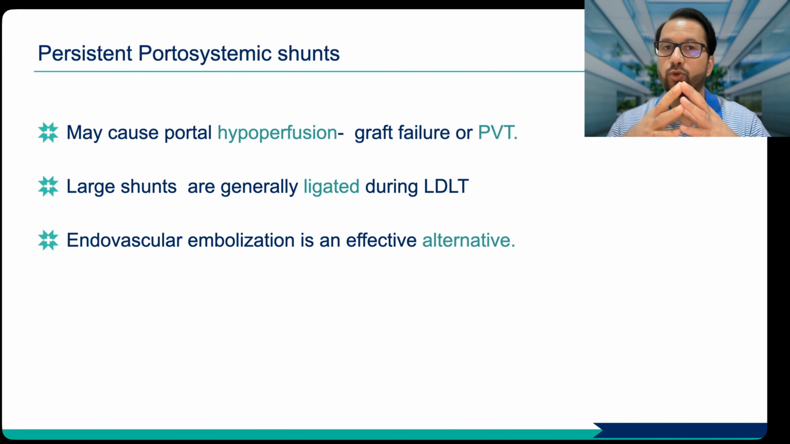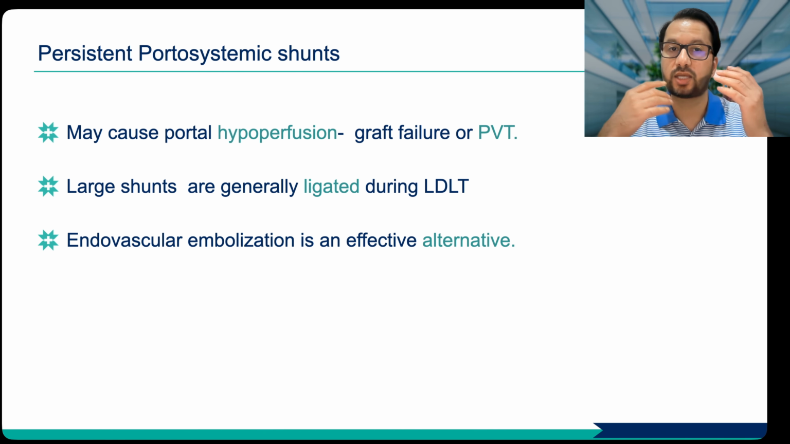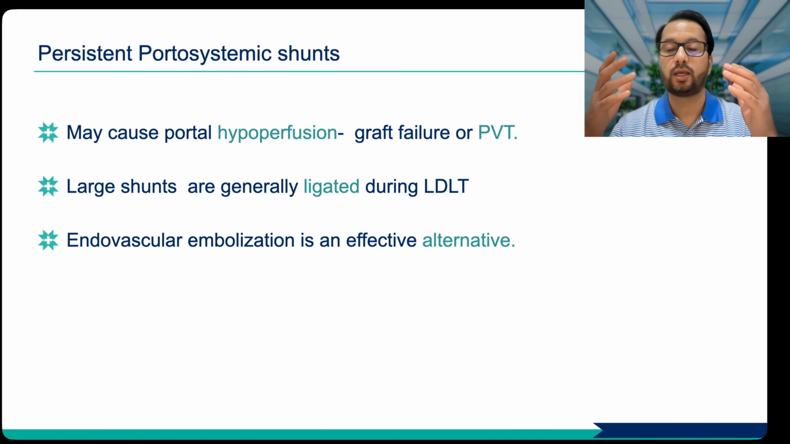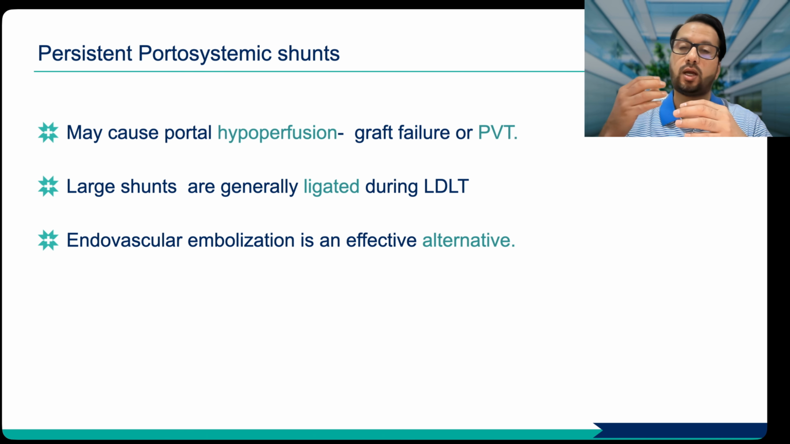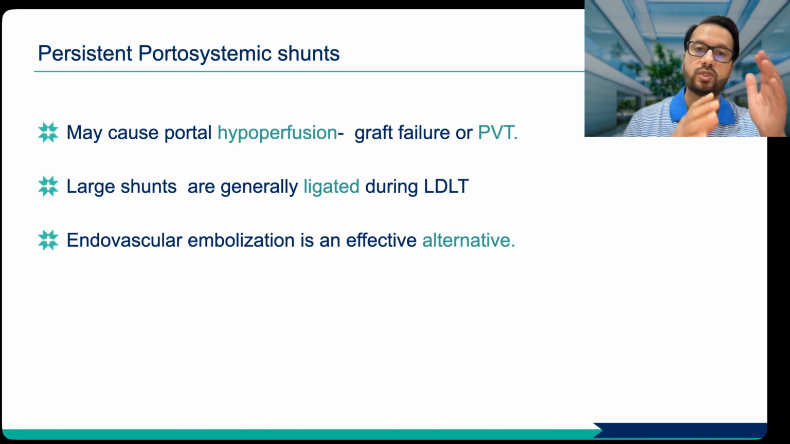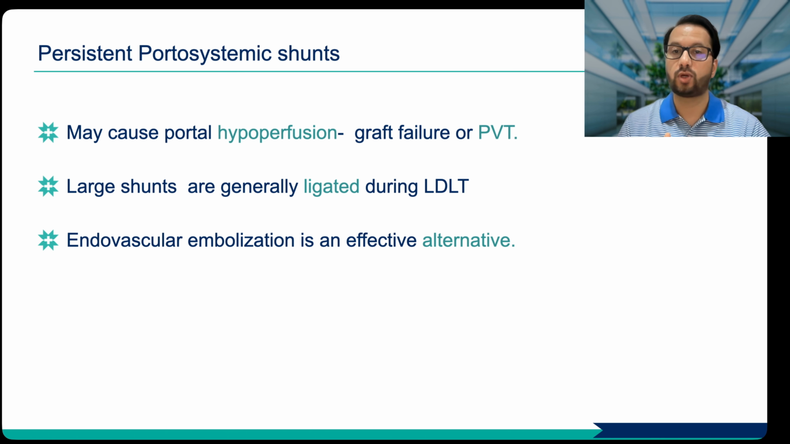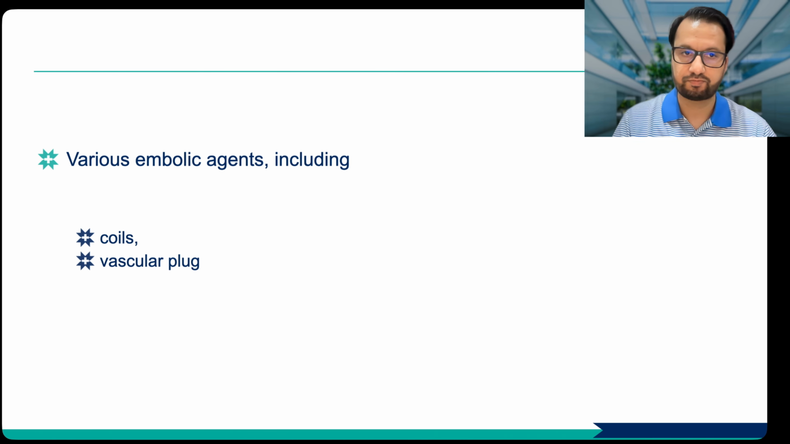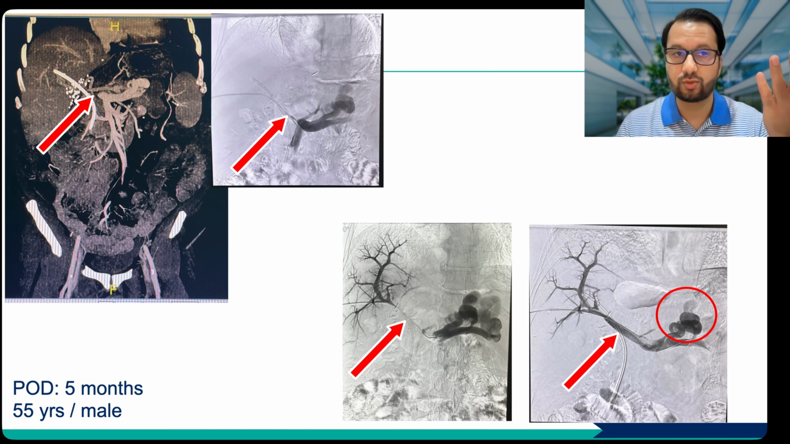When persistent portosystemic shunts are large, they can cause hypoperfusion and graft failure, which can also cause portal vein thrombosis. Large shunts are generally ligated during the surgery. However, if they have not been done, endovascular embolization is an effective alternative to ligation. The various embolic agents used during the IR management are coils or vascular plugs.